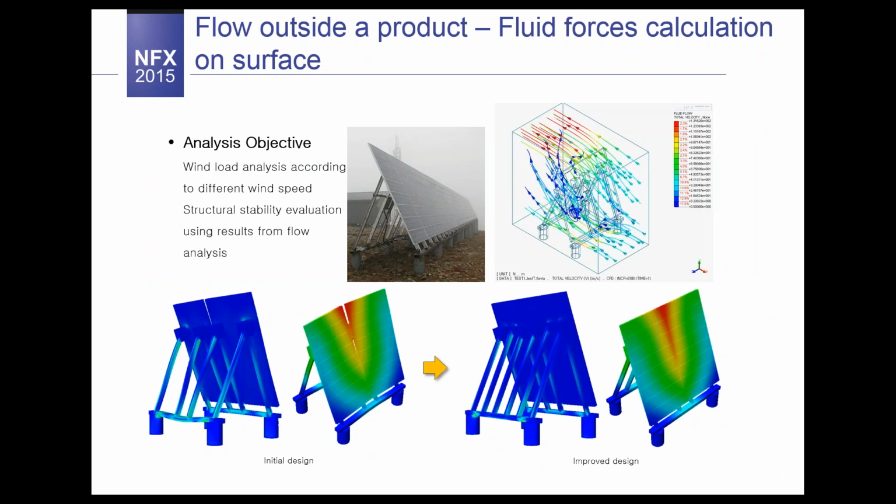So this is what we did for this panel. You first analyze the flow, then you get the pressure on the structural model, and then through fluid structure interaction, you have the deformation of the panel, and you can improve your design to make it more resistant, like in this case.